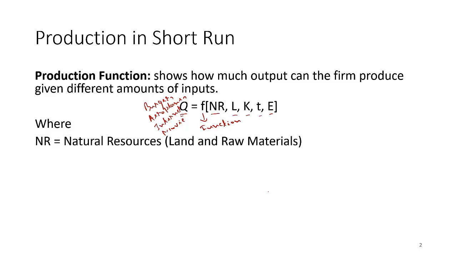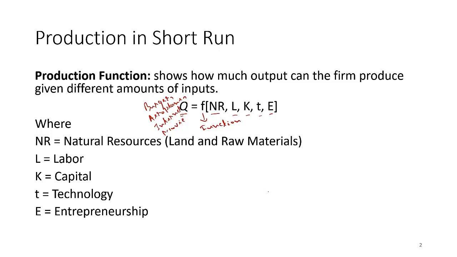So let's go one by one. NR implies natural resources, which we all know, since we need raw materials and also land to produce goods and services. L is labor. Obviously, without labor, you cannot produce anything. K is capital. Generally in economics, we denote capital by K instead of C. T is technology. Now think about it, can you produce anything without technology? And technology can be anything as simple as a hammer, which is a tool, or very complex technology like NASA's space missions. And finally, entrepreneurship.